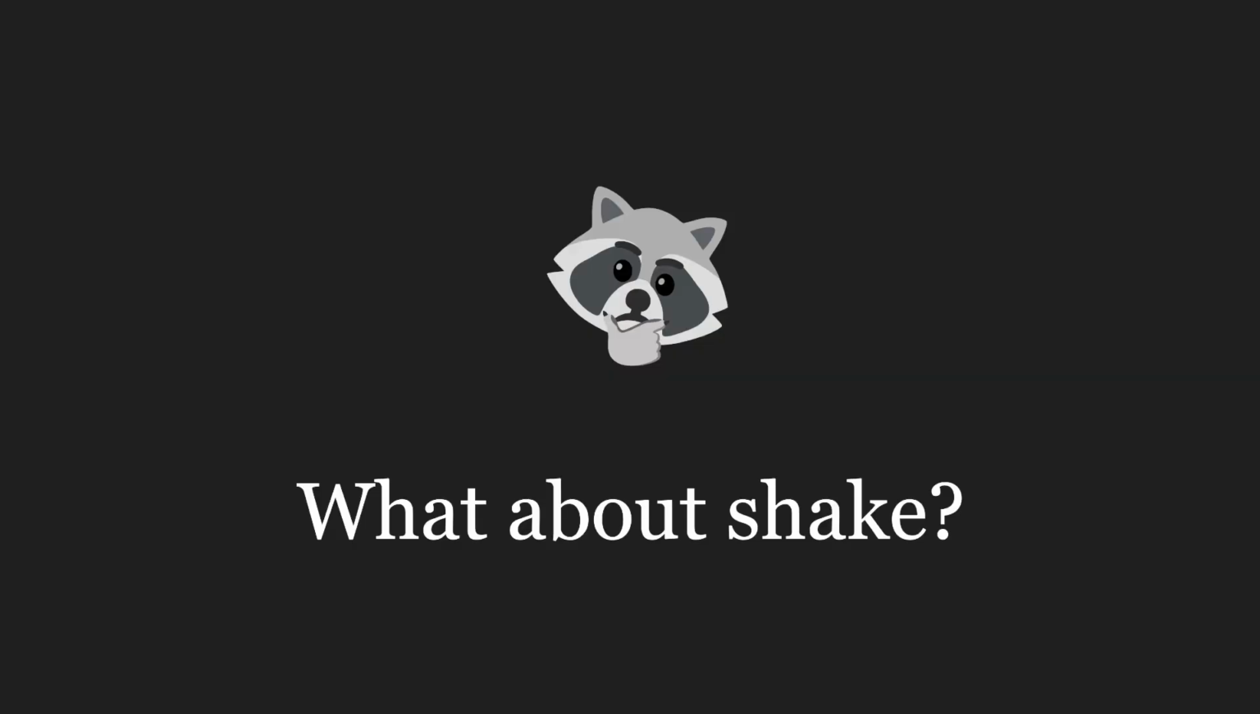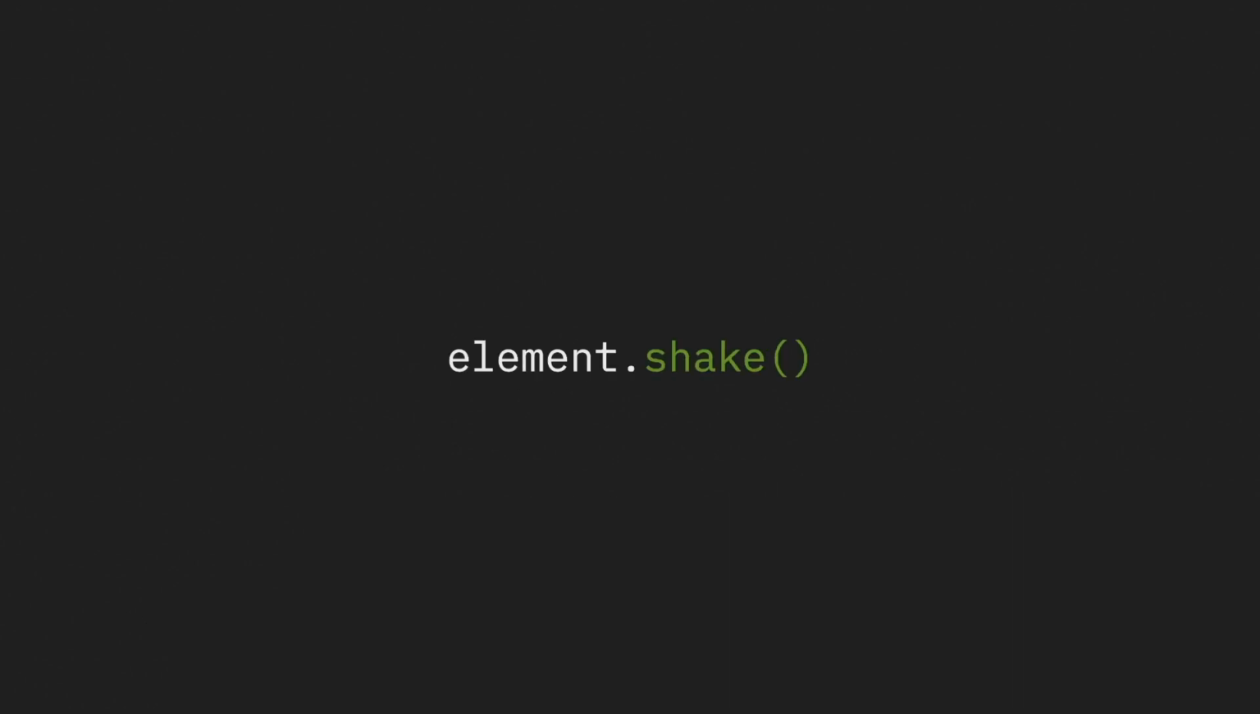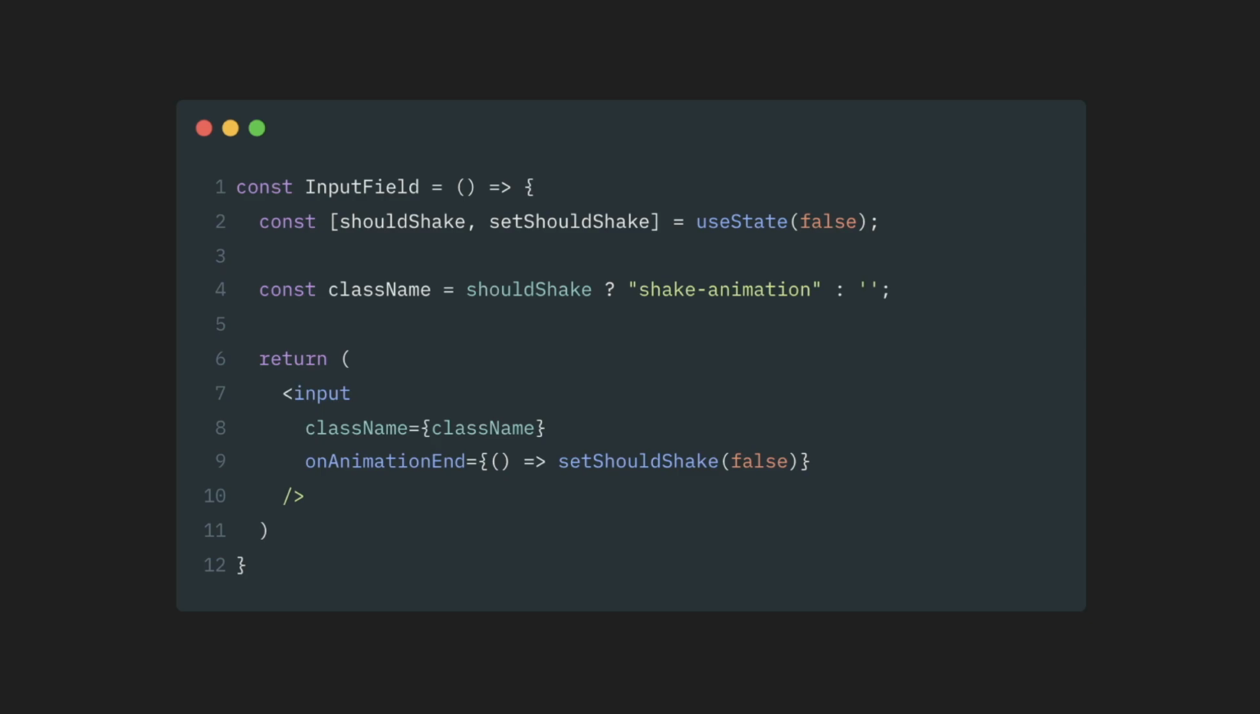Now that the focus is sorted, what about the shaking behavior? Unfortunately, we can't just do this. There is no native shake function available to us. But we can easily implement this shaking with a CSS animation. The easiest way to do it would be to just add an animation class name to the input when we want to shake it, and then remove it when the animation is done.